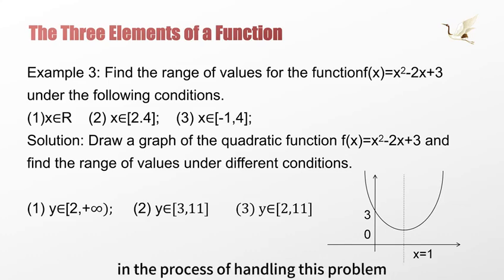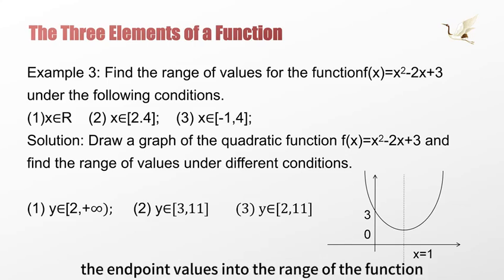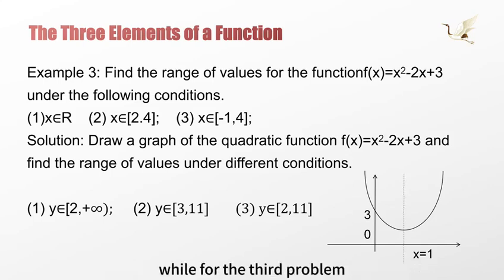In the process of handling this problem, have you noticed that for the second problem, we can directly substitute the endpoint values into the range of the function, while for the third problem, we cannot substitute the endpoint values of the independent variable into the range of the function? What is the reason for this?